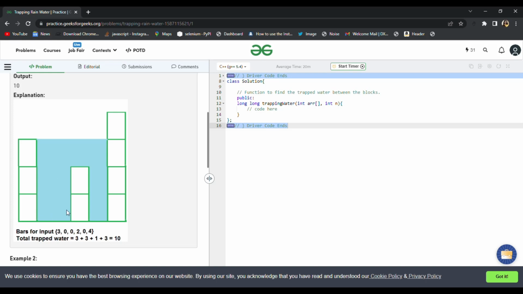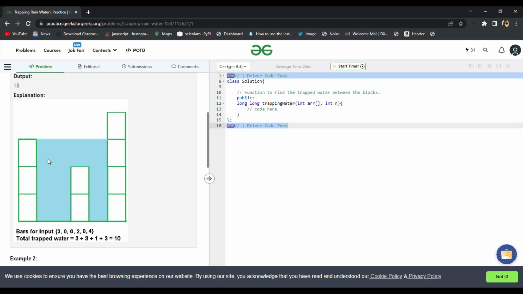Fine. So now comes the next block, which is of height 0. So how much water can be stored over here? Again, we need to find the maximum height of the block on the left side and on the right side, which is 4 and 3. Minimum of these is 3. And again, we need to subtract this 3 with the present height of the block. That is 3 minus 0, that is 3. So again, it comes 3 for this particular block.